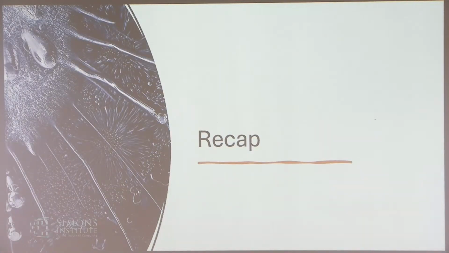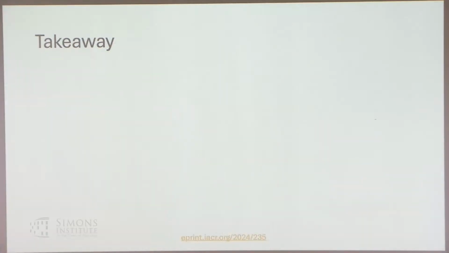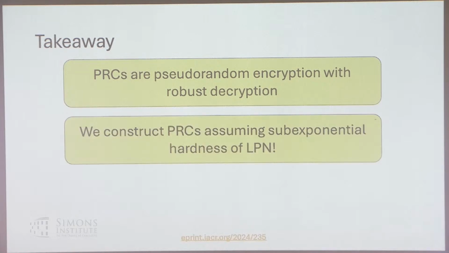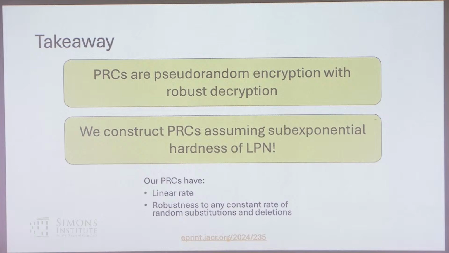Okay, so what I've shown you is we constructed this cryptographic primitive, a pseudorandom code, which you can think of as pseudorandom encryption with a robust decryption algorithm. We were able to construct these using standard cryptographic assumptions, in particular subexponential hardness of learning parities with noise. And our PRCs have linear rate and also are robust to any constant rate of random substitutions and deletions.